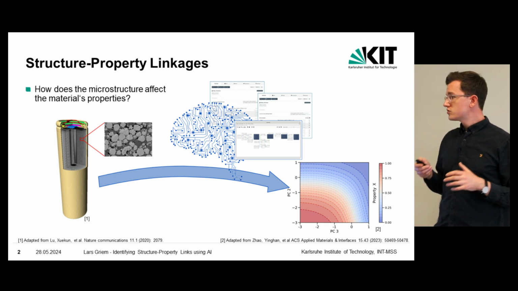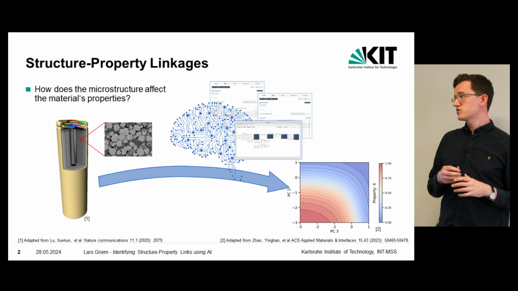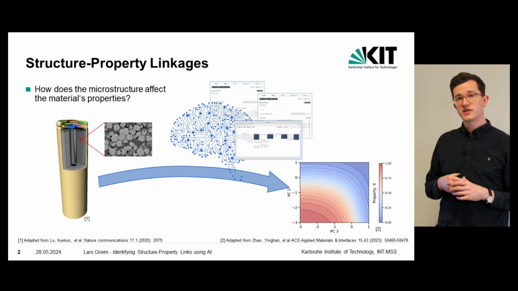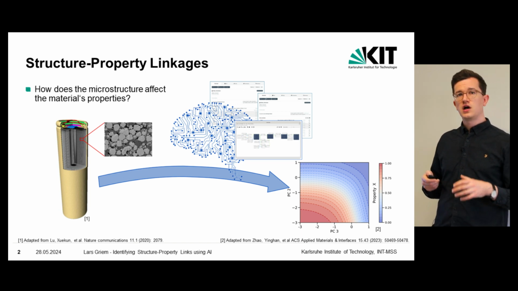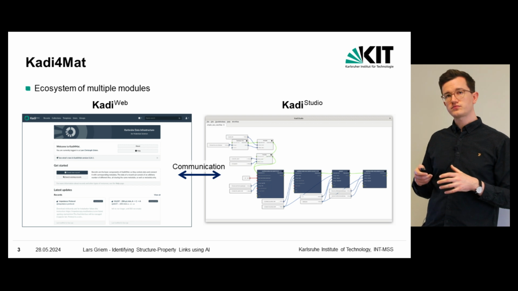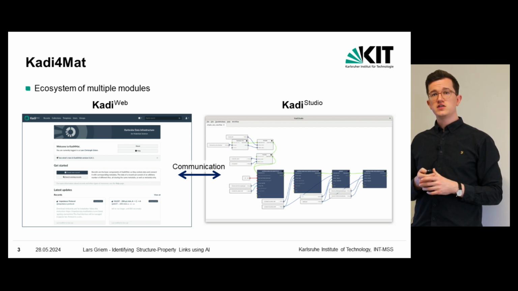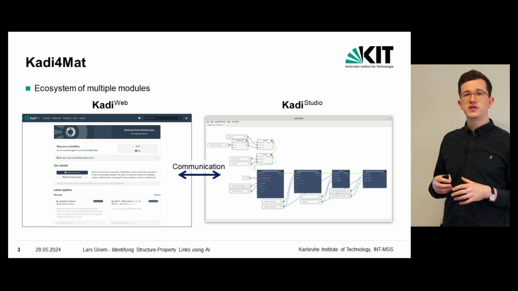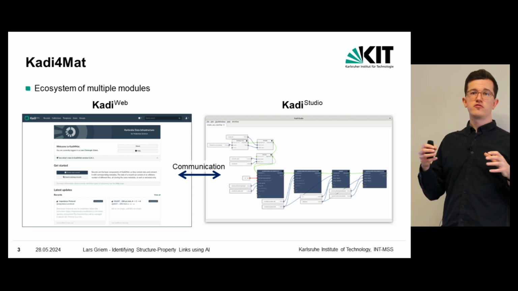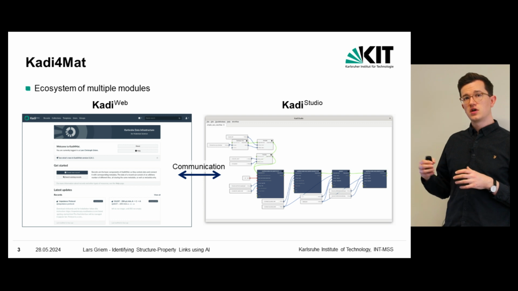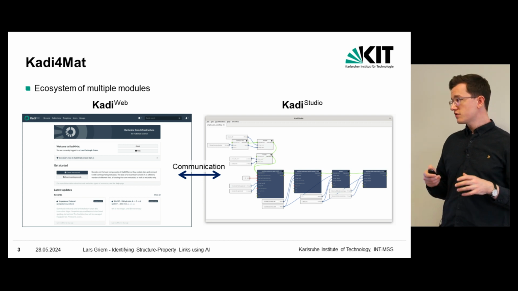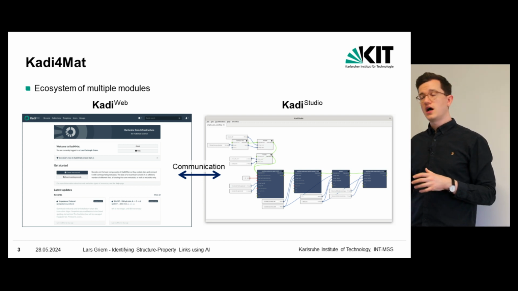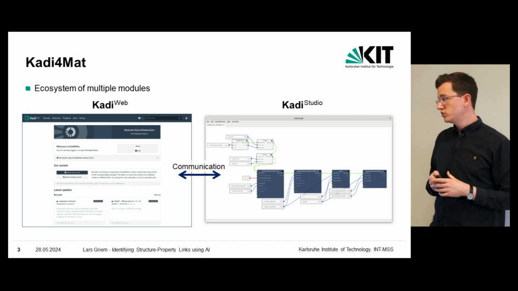As I already said, today's goal is to retrieve these structured property linkages automatically from databases using machine learning algorithms. And these databases, as well as these machine learning algorithms, are all implemented in Kadi4Mat. Kadi4Mat is the Karlsruhe data infrastructure for material science, and it consists of many different modules, which in sum form our ecosystem, Kadi4Mat. The two modules that we're going to look at today are KadiWeb as well as KadiStudio.